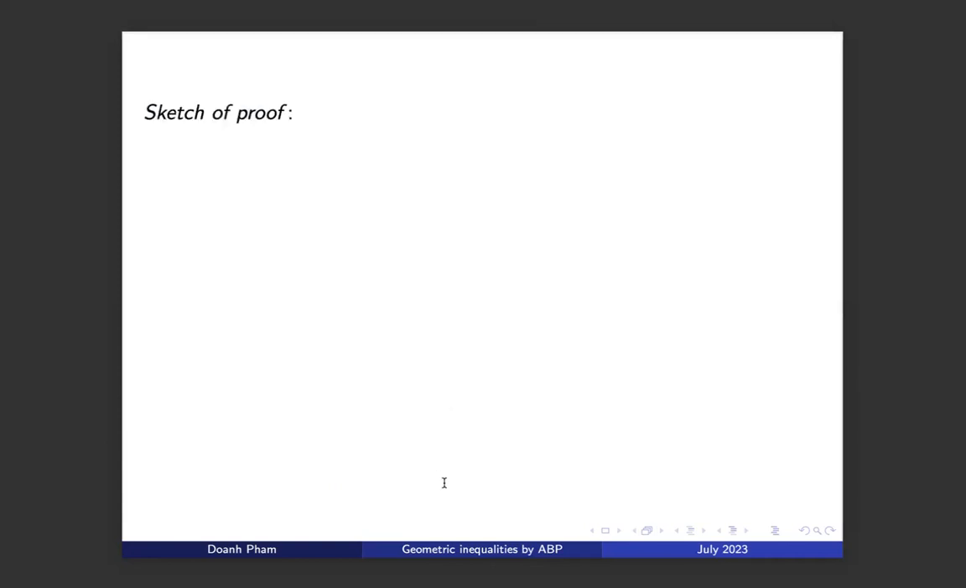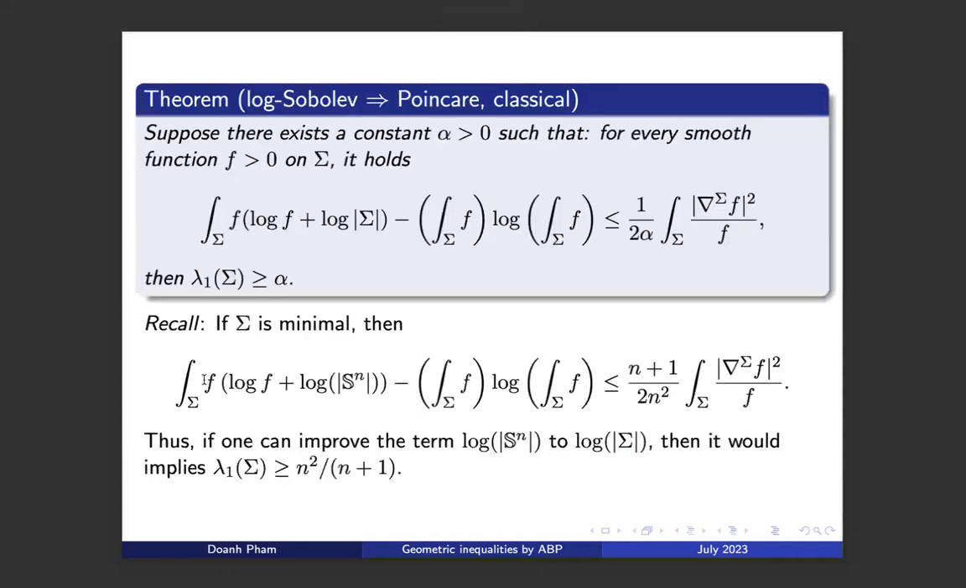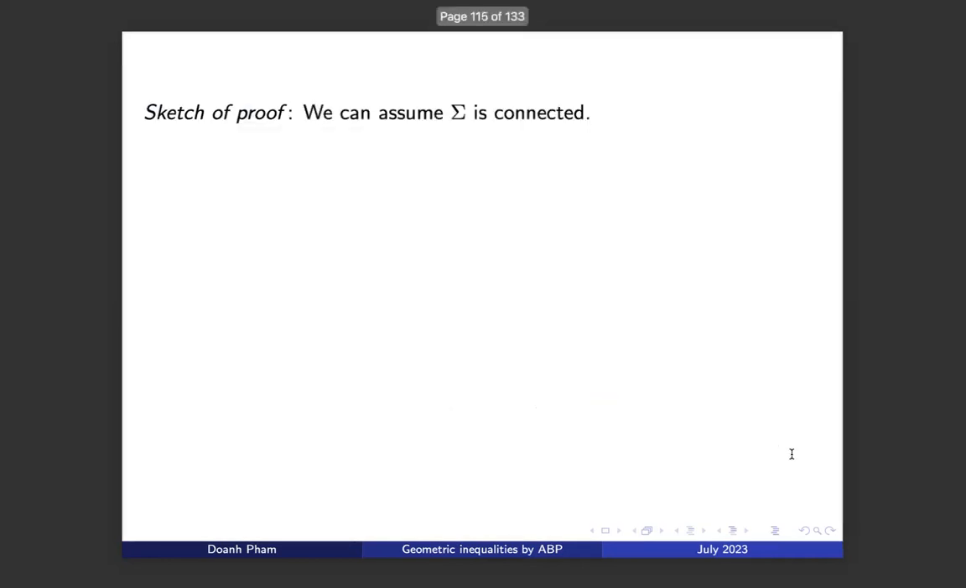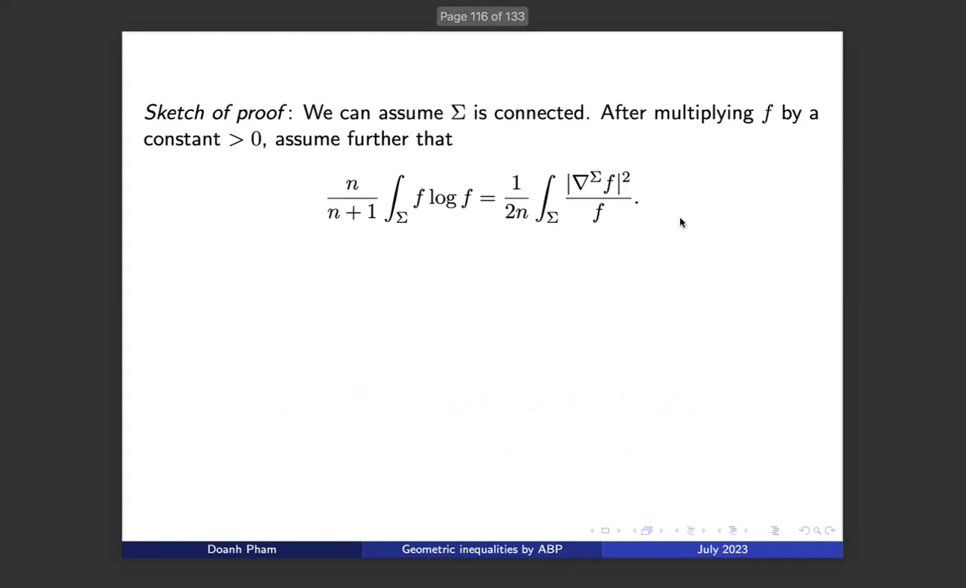So, a sketch of the proof. We can assume that sigma is connected, because if sigma is not connected, then we can apply this inequality on each component of sigma, and then sum over them. So for now, we assume that sigma is connected.